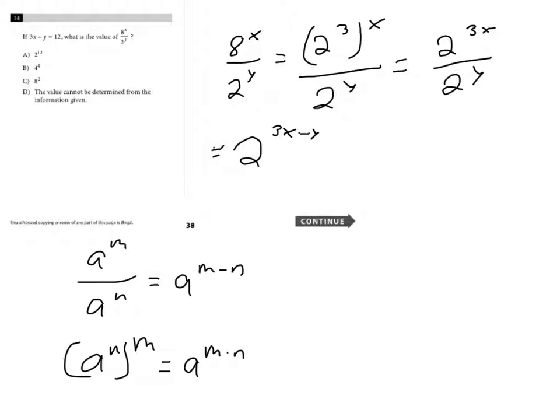Now the question is asking, what is the value of 8 to the x over 2 to the y? Ideally, we're plugging in a number for x and a number for y, but here's a cool thing. We don't know what x is, we don't know what y is, but we know what 3x minus y is. That is 12. 2 to the 3x minus y now becomes 2 to the 12. Answer would be A. So this question was really harping on, do you know your laws of exponents? It focused on these two.